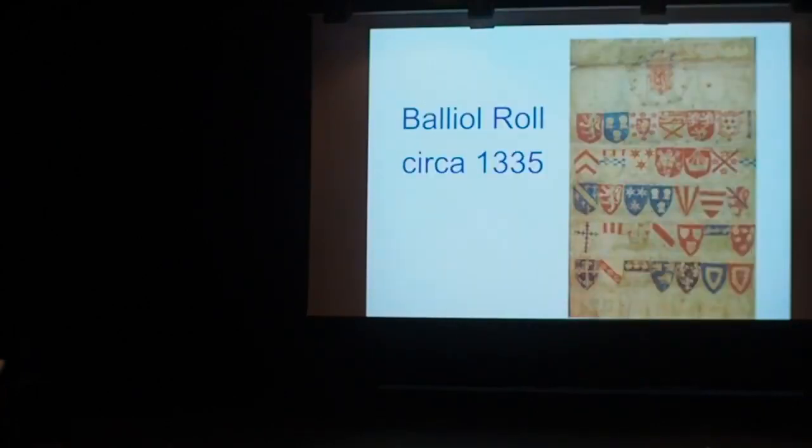So where do we get our information other than seals at an early period? This is the earliest Scottish roll, the 1335 Falkirk roll. The arms of the players of the day, mid 14th century, the king at the top, and the chief nobles of the day. And that's an extant armorial of 1335.